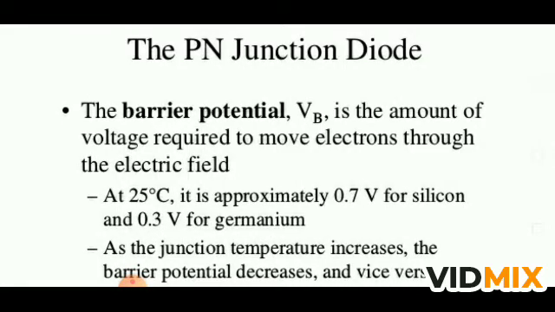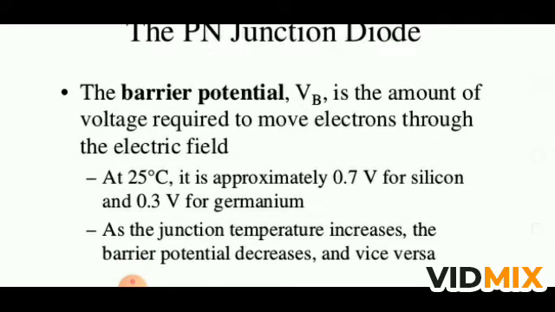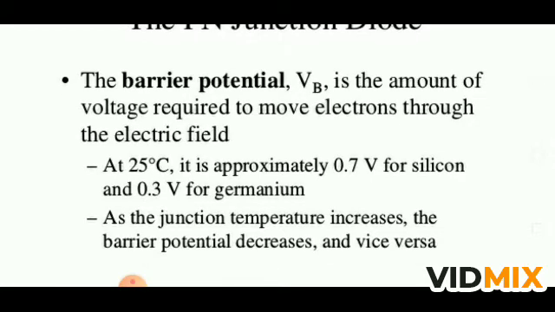So the barrier potential is the amount of voltage required to move electrons through the electric field, and at 25 degrees centigrade it is approximately 0.7 volt for silicon and 0.3 volt for germanium. This is a very important line. It is asked in competitions also, what is the approximate value of barrier potential in silicon and germanium. So 0.7 volt is for silicon and 0.3 volt is for germanium at 25 degrees centigrade.